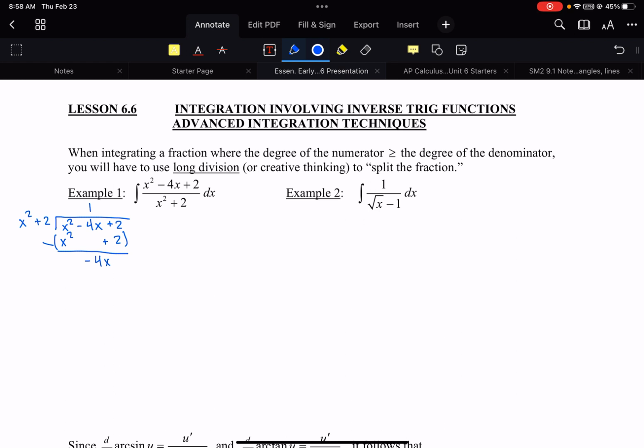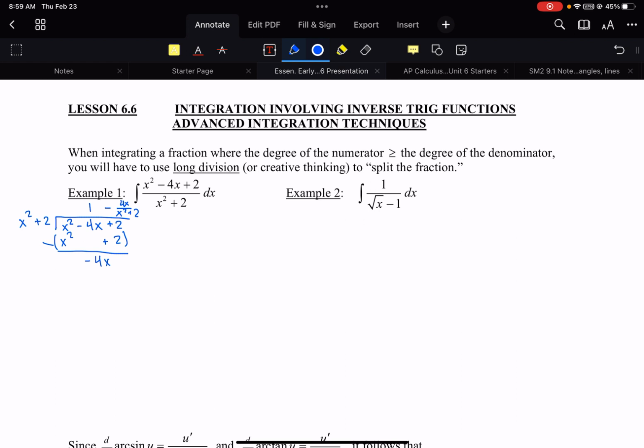And then at this point, you can't multiply anything by x squared to get negative 4x, so we are done with the long division. And our answer would be 1 minus 4x divided by x squared plus 2. That negative 4x is considered the remainder. So it goes on. It's still divided by the x squared plus 2.